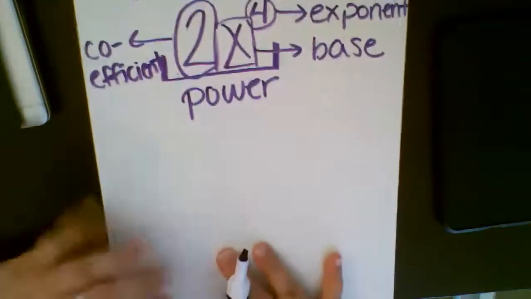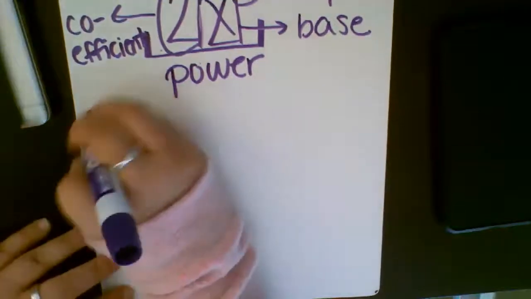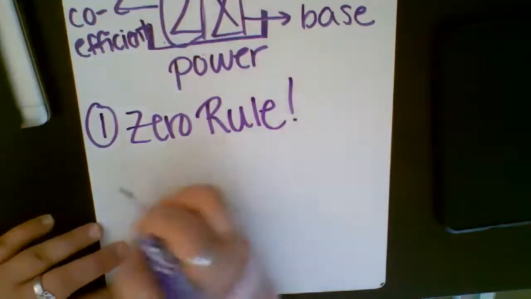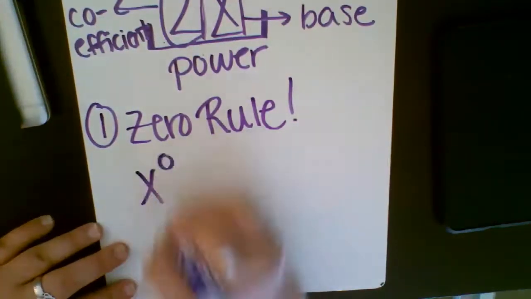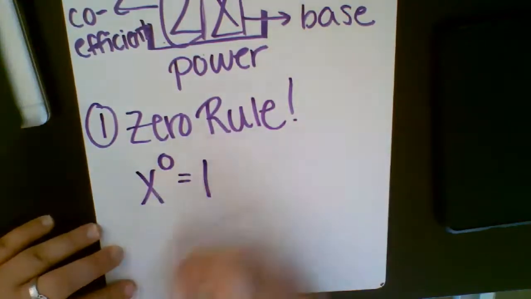These are going to be really important for the properties of exponents that we're going to be learning. The first one that we're going to learn is the zero rule. And this one's my favorite. It's the easiest. Whenever any base is raised to the zero, it equals 1. So x to the 0 is 1.